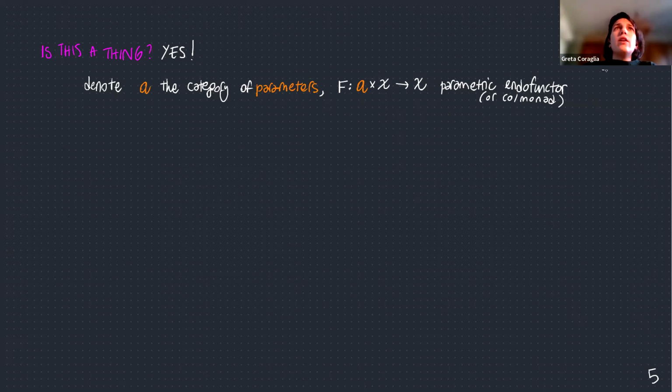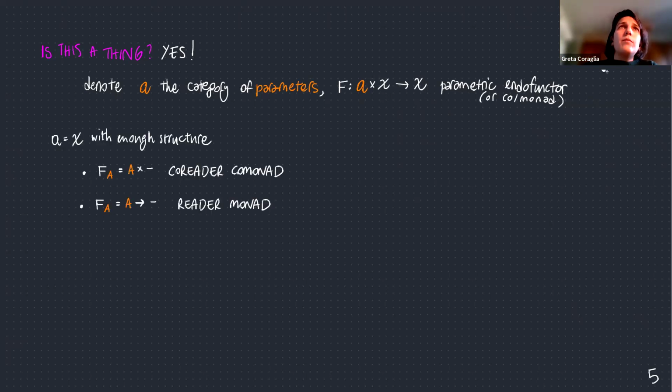Of course, there is the case when the category of parameters is equal to the category that one is taking endofunctors on, as in the case of the co-reader comonad, or in the case of its kind of adjoint, the reader monad. So we have some examples where the two are equal and they're still interesting. If we combine the two, what we get is what is called the state monad.